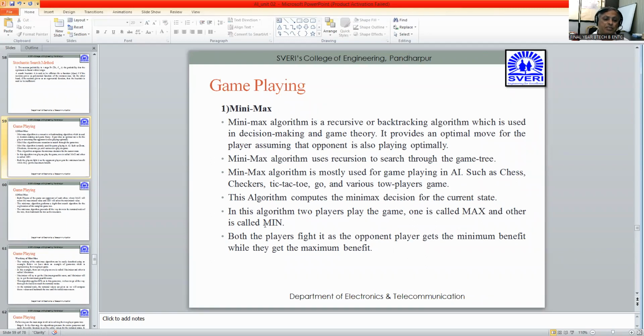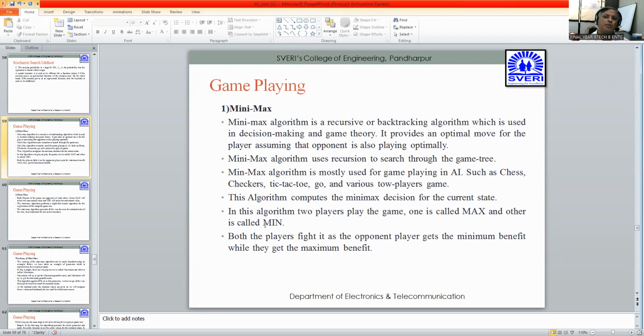So obviously it uses the backtracking algorithm that is very much needed in decision making and all the theory that comes under game playing. It provides an optimal move for playing assuming the opponent is also playing optimally. So obviously it will provide you that step considering the opponent as playing in the same way.